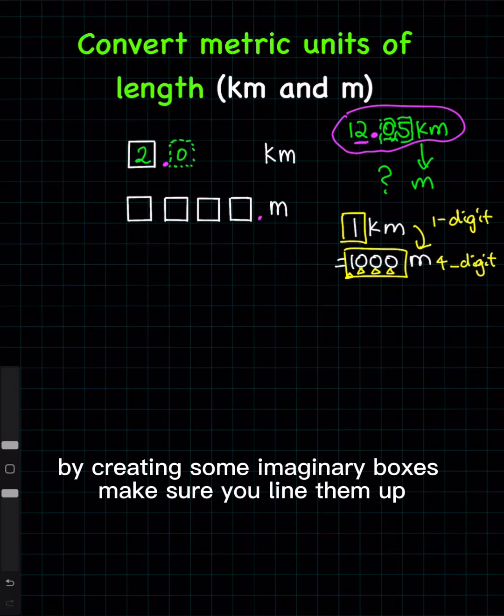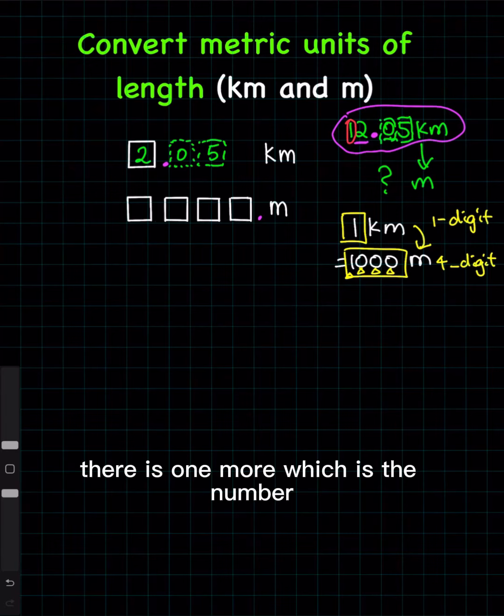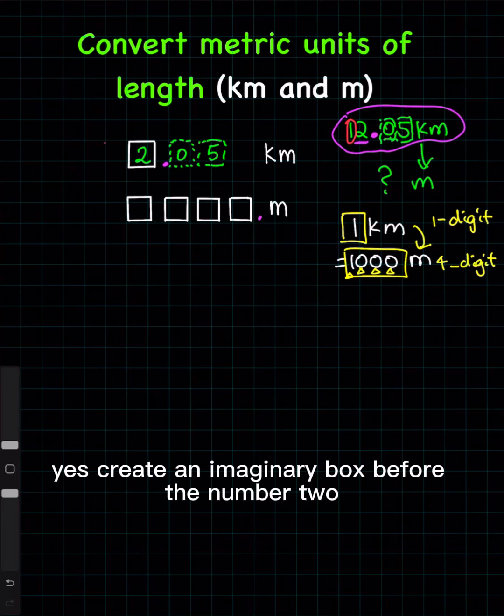Make sure you line them up. Have we matched up all the numbers? No, there is one more, which is the number 1. Can you tell me what you want to do now? Yes, create an imaginary box before the number 2.